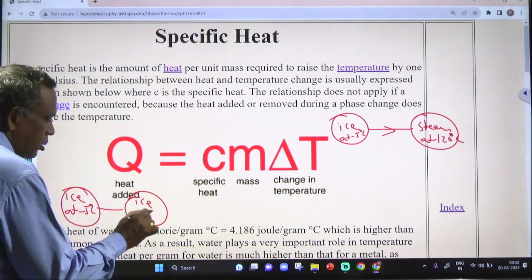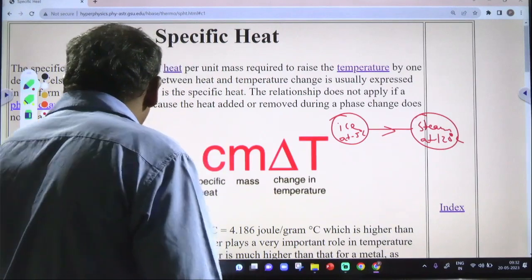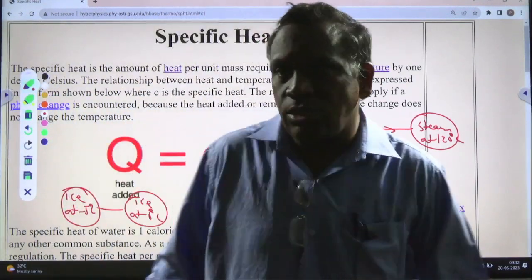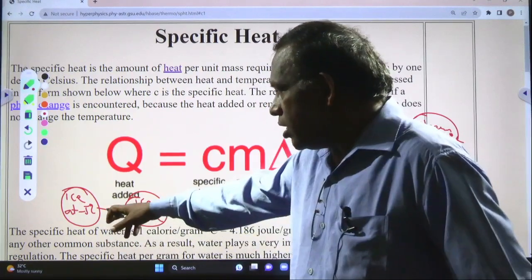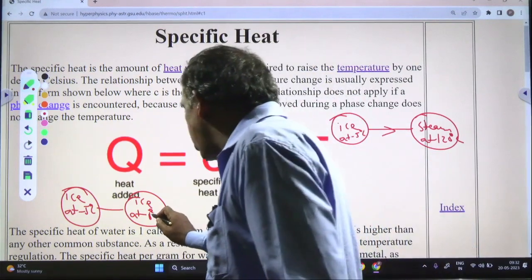Ice at 0 degrees centigrade. This is the one important point. Ice at minus 5 means there is no change in the state. There is only change in temperature. Here, minus 5 converts into 0 degrees centigrade. This is 0 degrees centigrade.